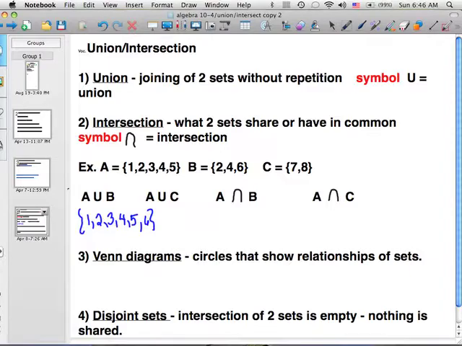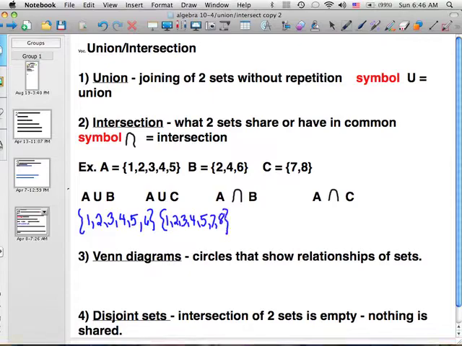A union C would be to take A and put it together with C, and I would have 1, 2, 3, 4, 5. That's set A. Set C contains none of those, but it does have 7 and 8, so I would add those in.